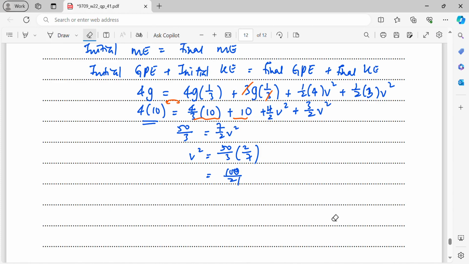So then to get the V, just take square root. So your V is square root 100 over 21. That is going to be 2.18 meter per second. So that is your speed.